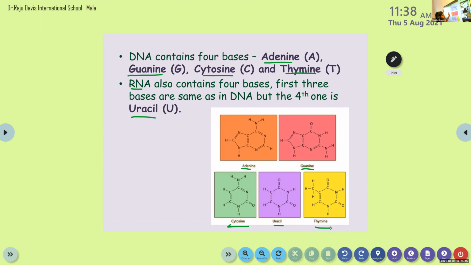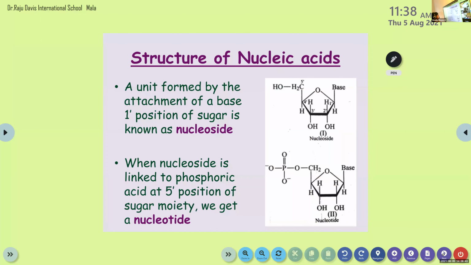This is clear, children? DNA contains 4 bases: adenine, guanine, thymine, cytosine. In the case of RNA, adenine, guanine, cytosine, and instead of thymine, here it is uracil. Okay? Clear? So we learned about the sugar present in both DNA and RNA, then the bases present in DNA and RNA, then about the structure of nucleic acid.